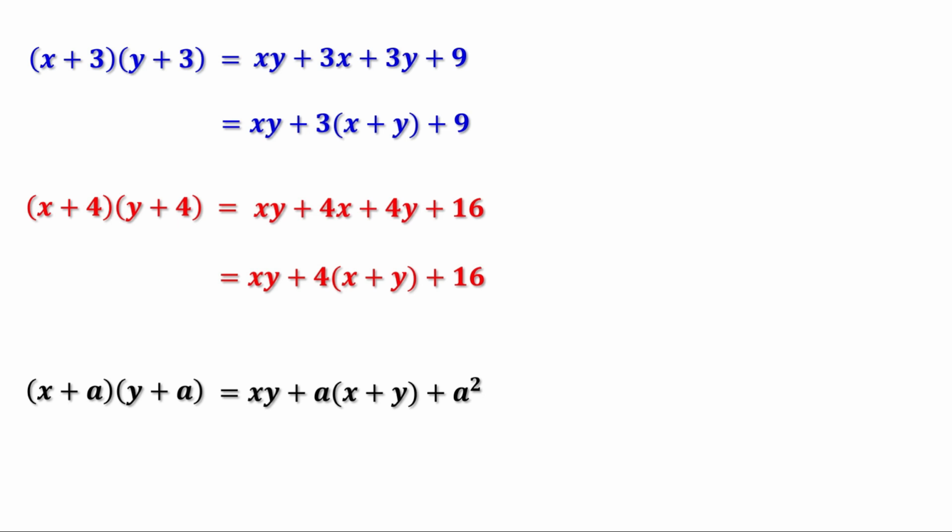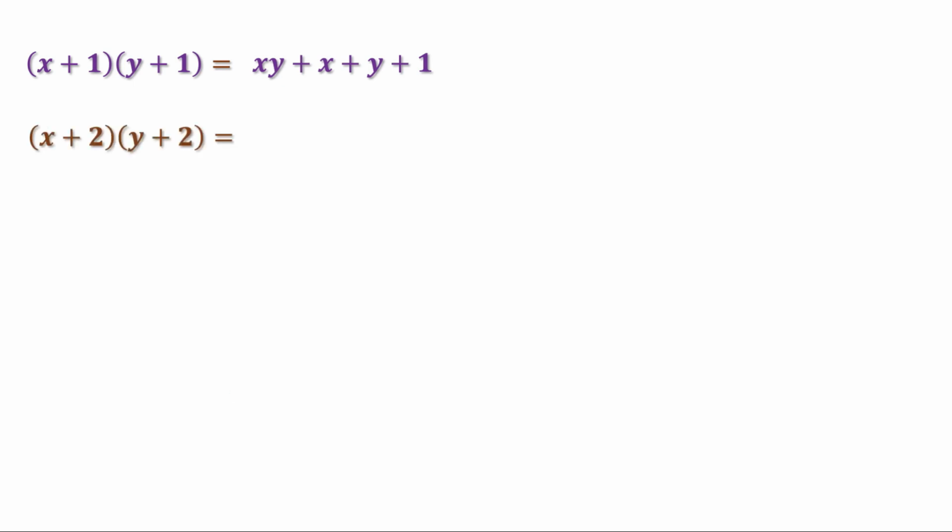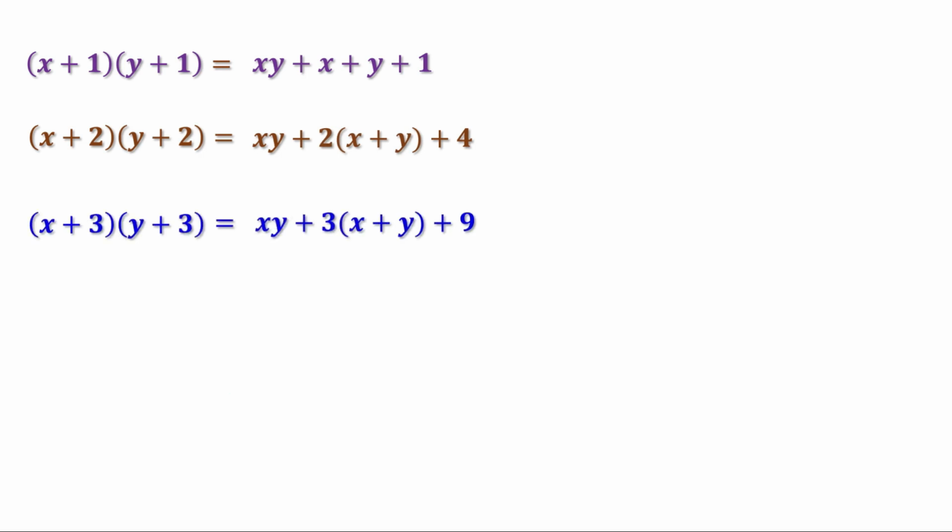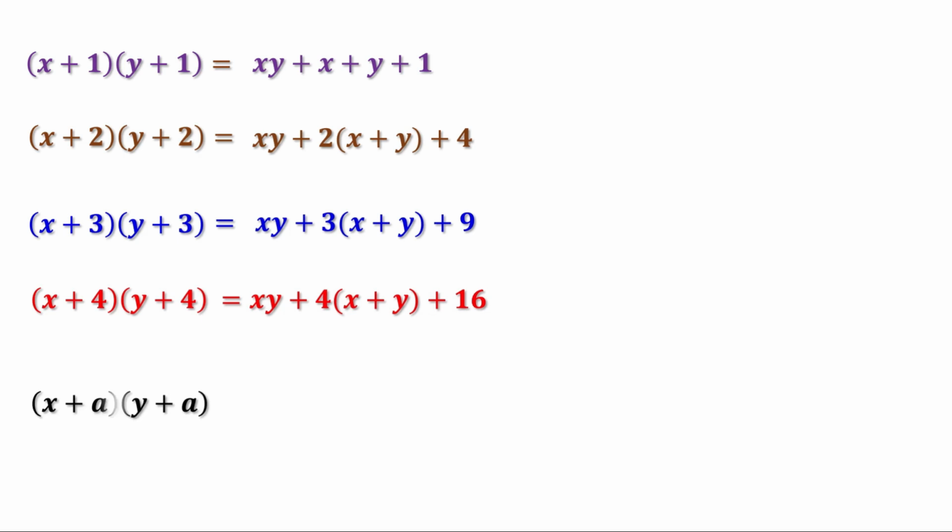Today we have done some problems using the identity (a plus b) into (c plus d) equals ac plus ad plus bc plus bd. Also we have seen some more identities from that. (x plus 1) into (y plus 1) is xy plus x plus y plus 1. (x plus 2) into (y plus 2) is xy plus 2 into (x plus y) plus 4. (x plus 3) into (y plus 3) is xy plus 3 into (x plus y) plus 9. (x plus 4) into (y plus 4) is xy plus 4 into (x plus y) plus 16. And lastly, we have generalized (x plus a) into (y plus a) equals xy plus a into (x plus y) plus a square.